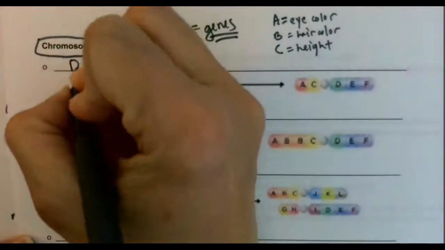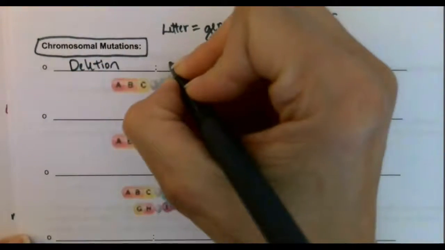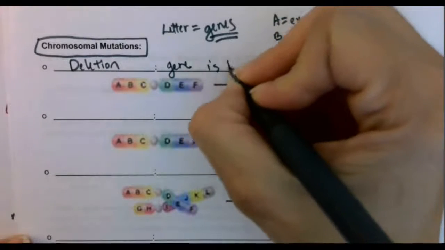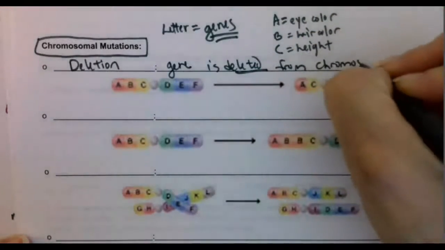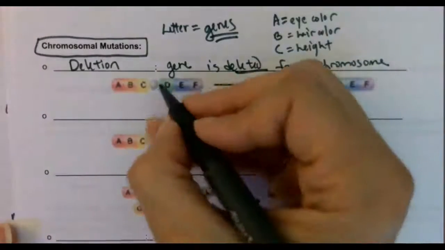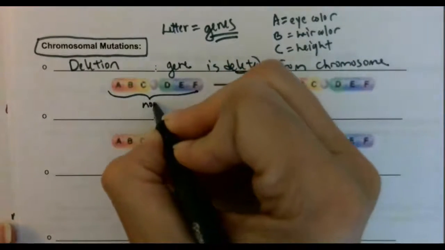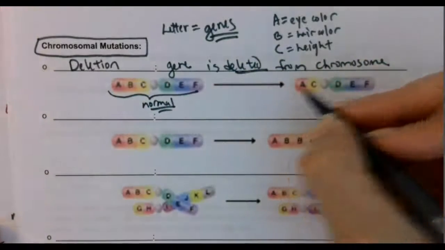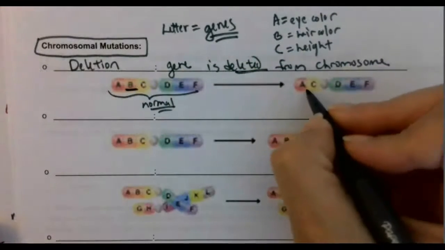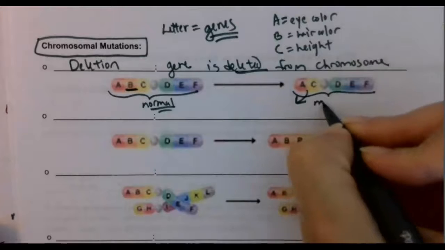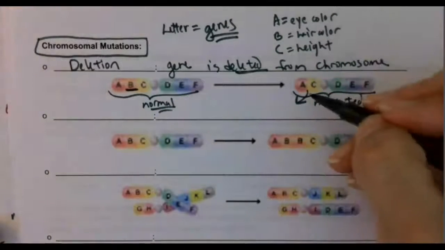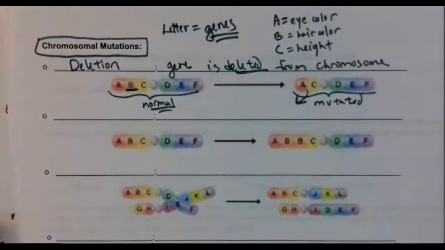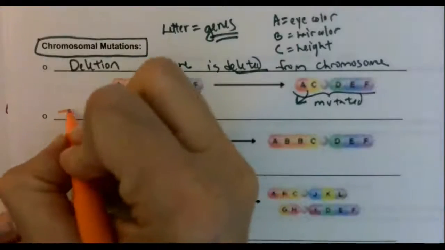The first one is called a deletion. This is when a gene is deleted from the chromosome. So here's the normal chromosome right here. And then you can see this B gene is entirely removed. Here's the mutated chromosome. So unlike the gene mutation where it impacted part of the protein, this entire gene is missing.